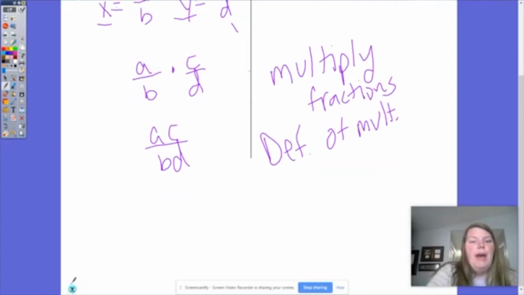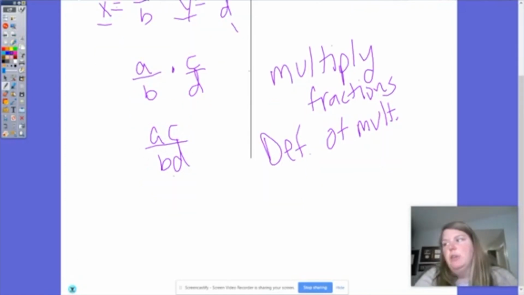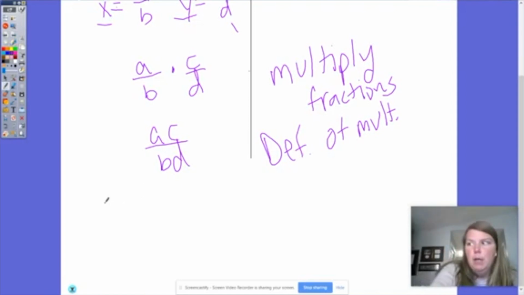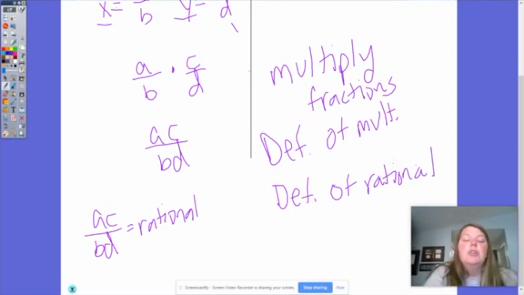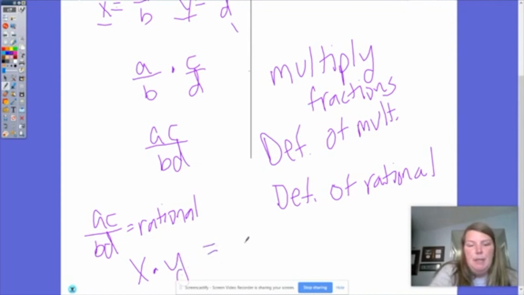And we know that if we have two integers divided by each other, we're going to end up with a rational number. So we know that AC over BD is going to be rational because that's literally the definition. So because that's true, we know that when we multiply x times y, it's going to be rational.